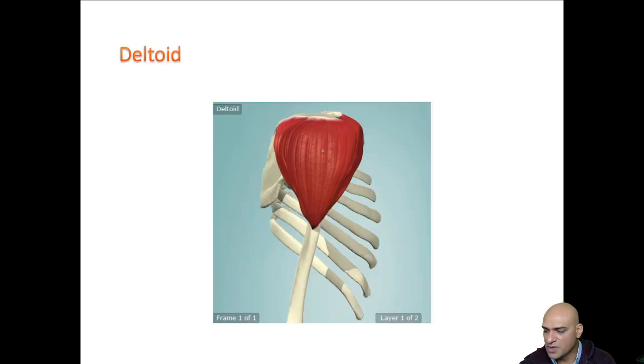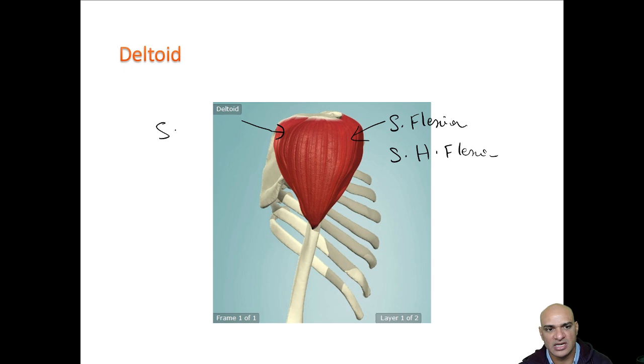Next we have the deltoid. This deltoid is divided into anterior deltoid, this part, the middle deltoid, and the posterior deltoid, like that. The anterior deltoid is making you do shoulder flexion and shoulder horizontal flexion. And obviously, the posterior deltoid, being the exact opposite, does shoulder extension and shoulder horizontal extension. Whereas the middle fibers here are making you do shoulder abduction.